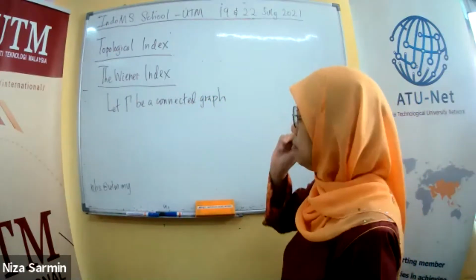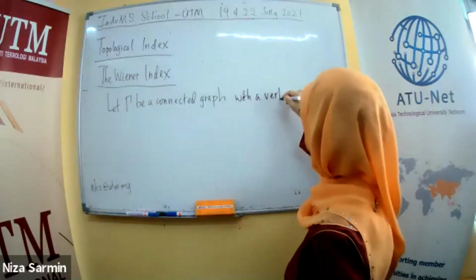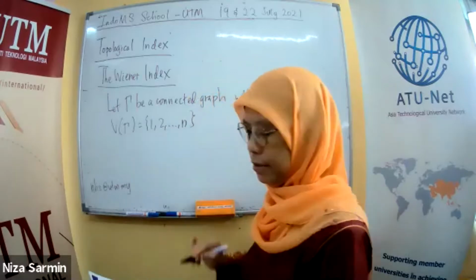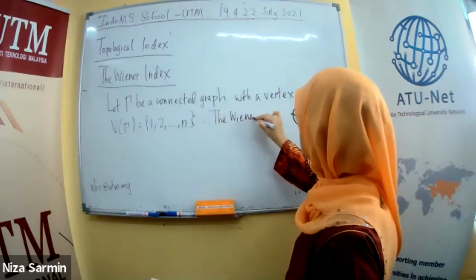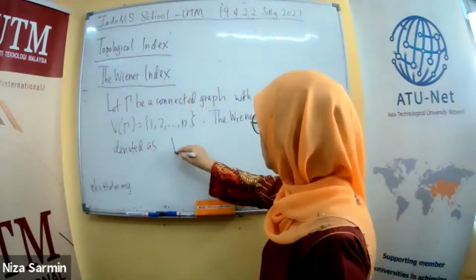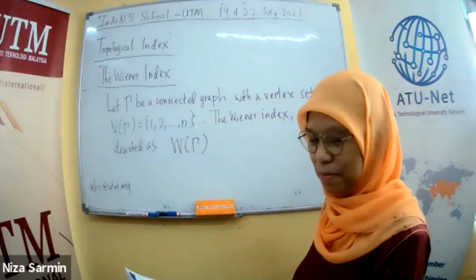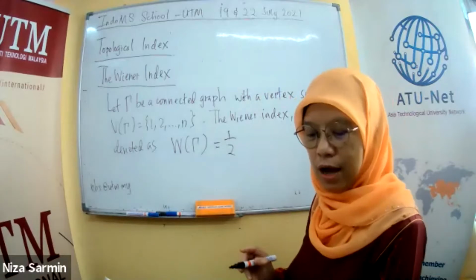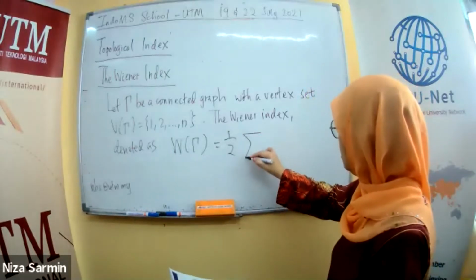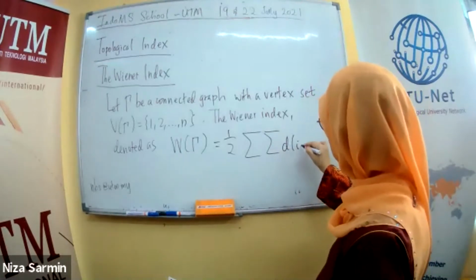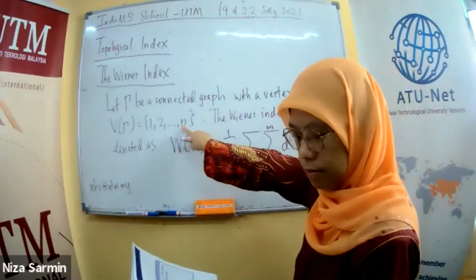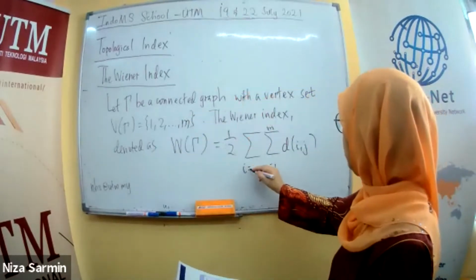Okay, so let gamma be a connected graph with a vertex set V of gamma, say 1 until n. Then the Wiener index, denoted as W of gamma, is half the sum of the distances of every pair of vertices. Because we want every pair, we go i from all the indices and j from all the indices. I want to change this to n. Okay, i from 1 to n.